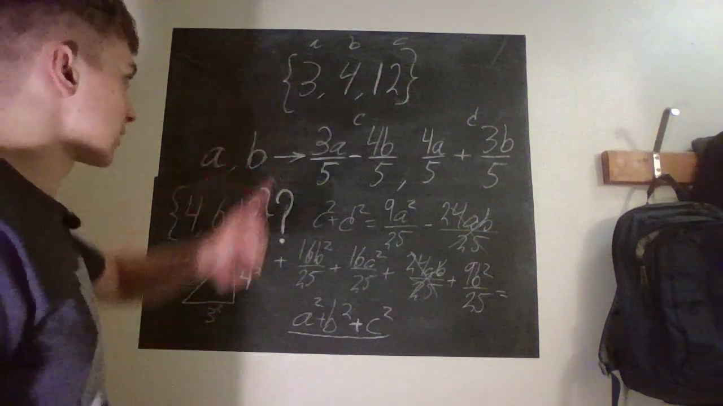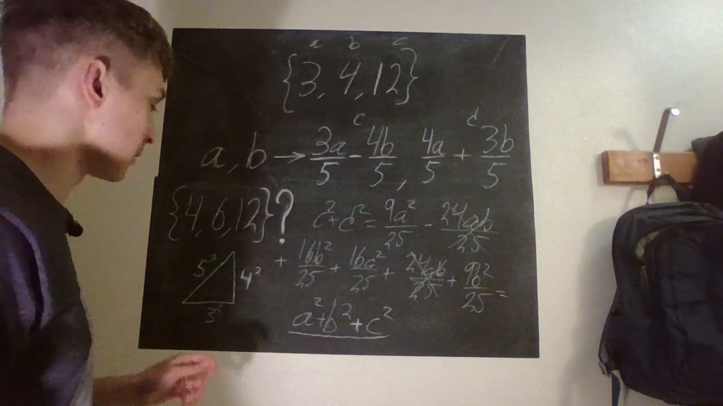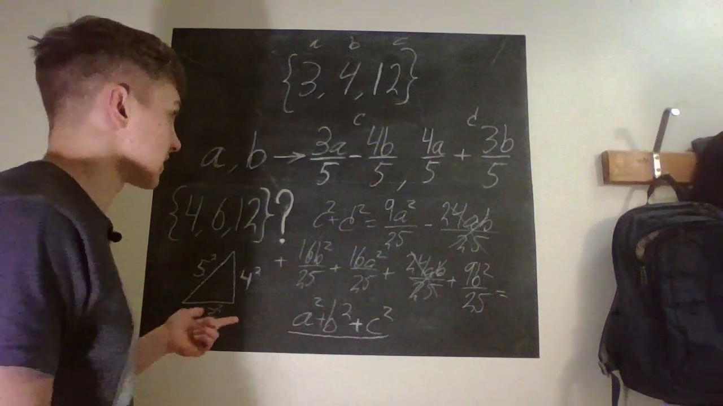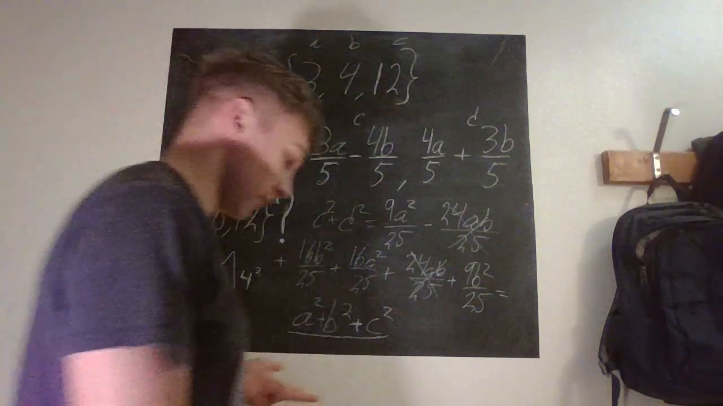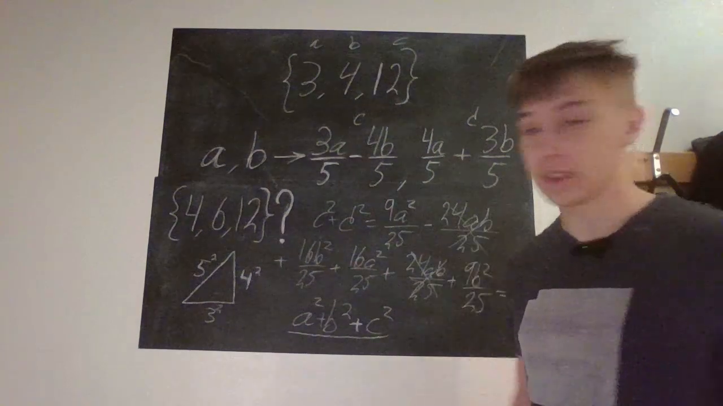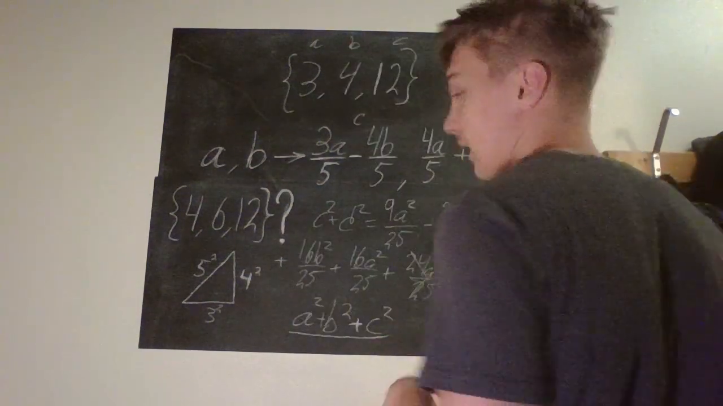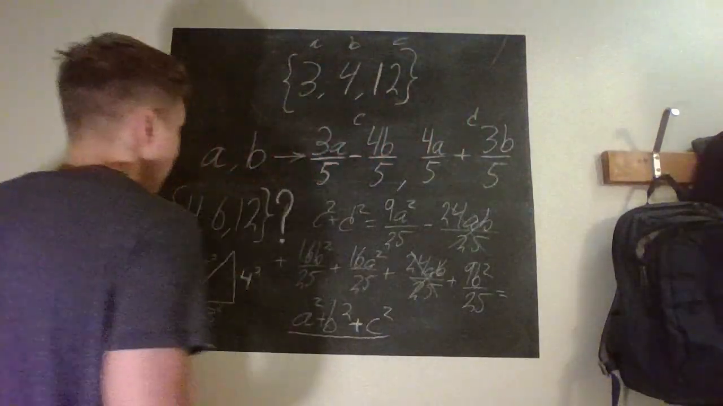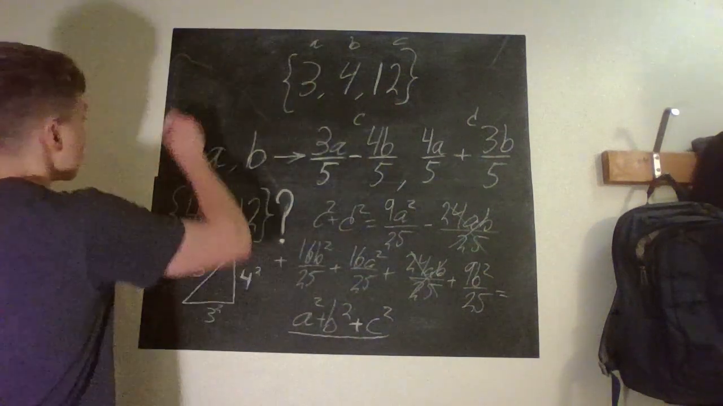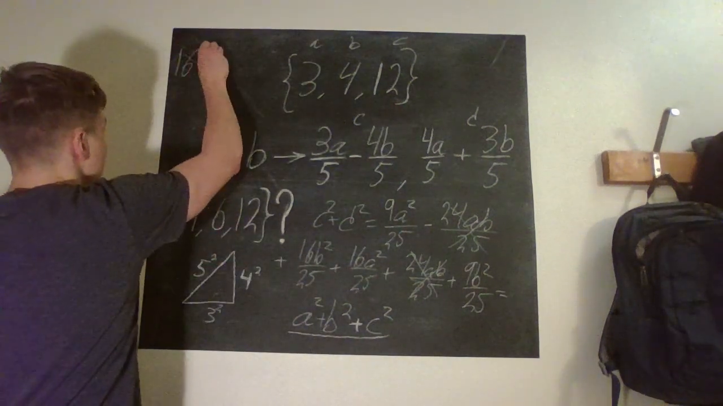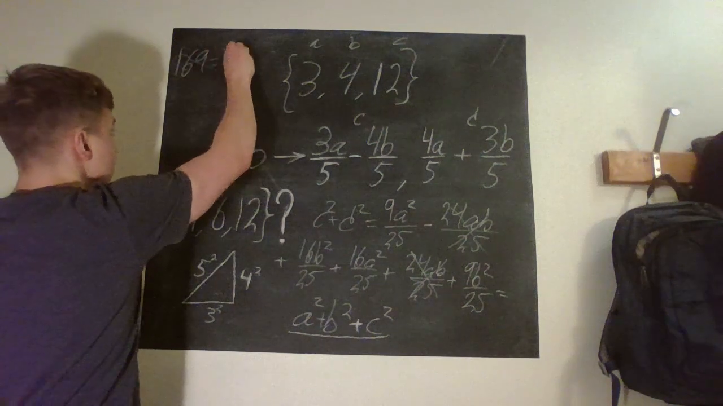And what is our starting point here? Well, we have 9 plus 16 plus 144. I think that's 13 squared. Yeah, exactly, it's 13 squared. So we're starting out at 169, or 13 squared.